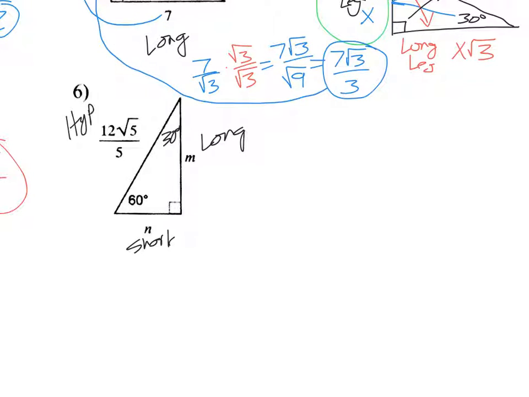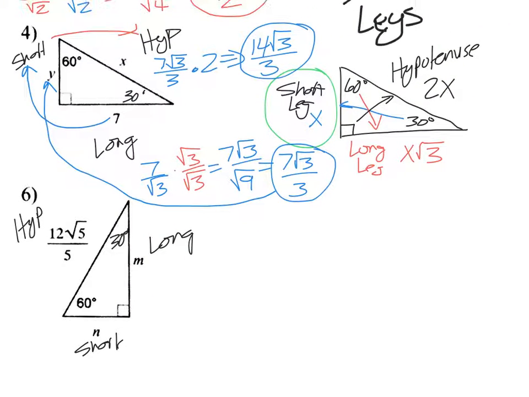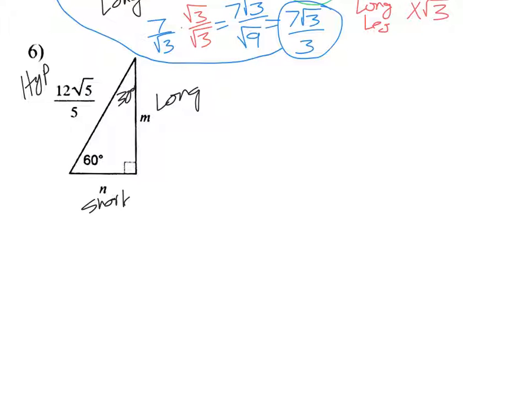So again, I want to find the short leg first. So to go from hypotenuse to short leg, let's look up here, hypotenuse to short leg, I've got to divide by 2, because I'm getting smaller. So I'm going to take this value, 12 square root of 5 over 5, and divide that by 2. So 2 goes into 12 six times. That gives me 6 square root of 5 over 5.